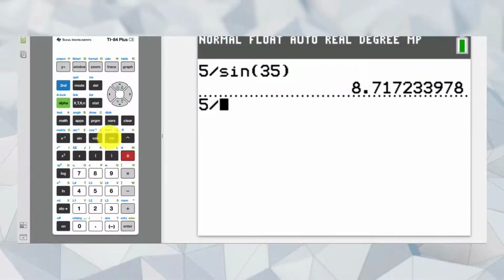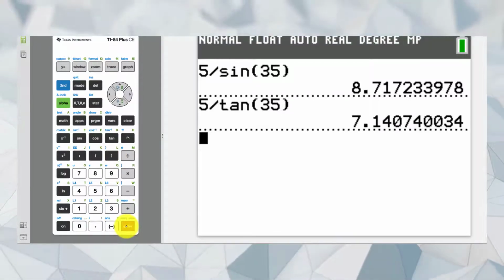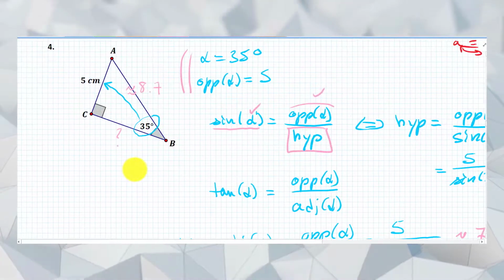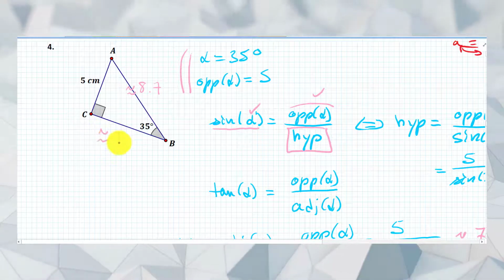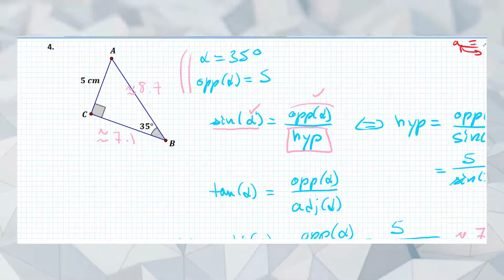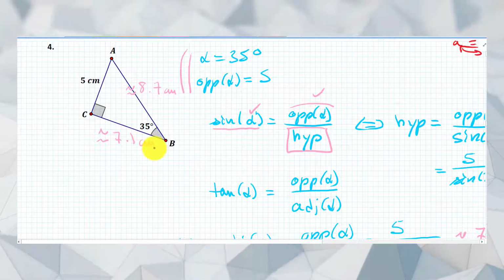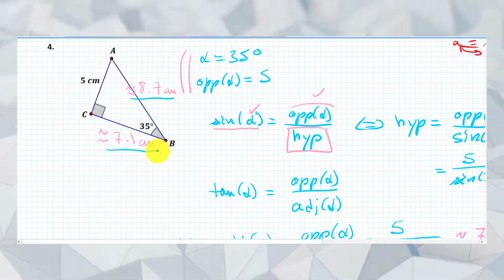5 divided by tan of 35, and this is 7.1. So this is about 7.1. And if you put that in the triangle right here, you have about 7.1. Let's not forget to write the units. This was given in centimeters. Here we go. I have found the length of all the sides in this right triangle.